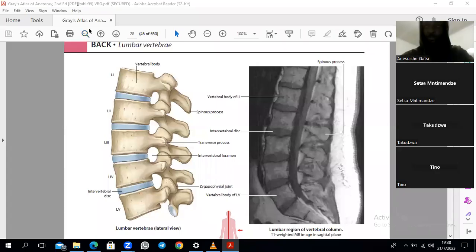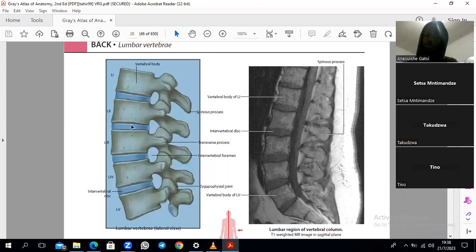All right, so we'll now talk about the lumbar vertebra. Unlike the cervical vertebra, which we said were 7 in number, and the thoracic vertebra, which were 12 in number, the lumbar vertebra are going to be 5 in number. So these are our lumbar vertebra. We're going to have L1, L2, L3, L4, L5. And in between, we're still going to have intervertebral discs.